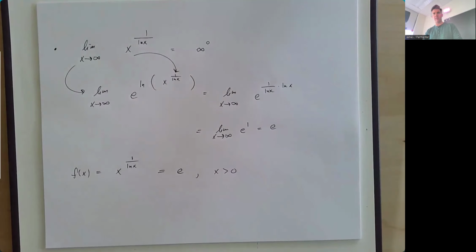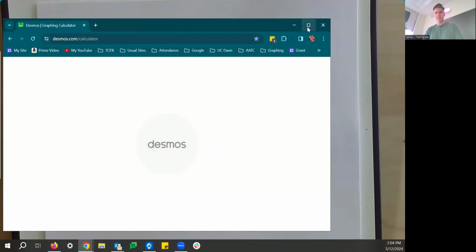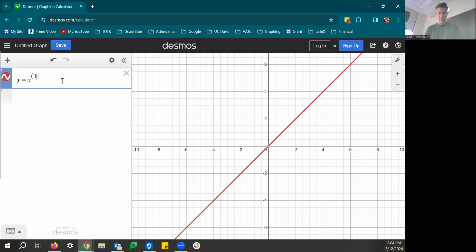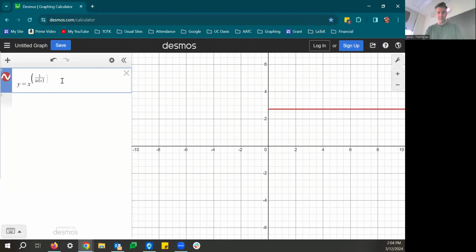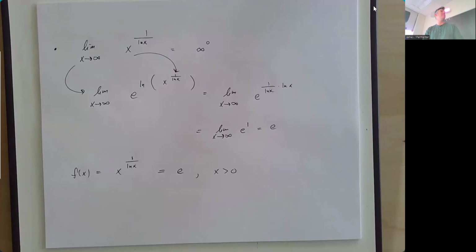Got some Desmos going on. So if I graph this, y equal to x to the power of 1 divided by natural log of x, check that out. It's always e when it's defined. Here's just so you can compare, here's y equal to e. Oh yeah, they're the same. Except this one isn't defined when x is negative or 0, and this one is. Kind of wild. Kind of weird. You probably won't see this function, but it's kind of interesting, I think.